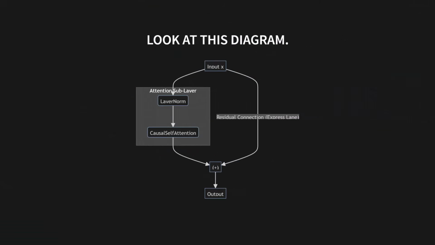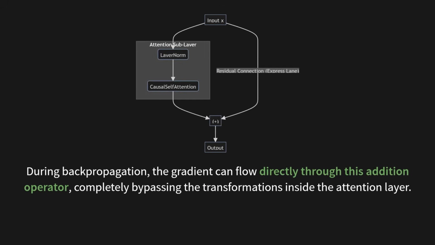Look at this diagram. Your input X comes in at the top left. It flows into a sublayer which contains layer norm and causal self-attention. That sublayer does its computation, and its output goes to this plus sign. But here's the magic. Look at this other arrow. The original input X also flows directly to that plus sign, completely bypassing the sublayer. That's the residual connection, the express lane.